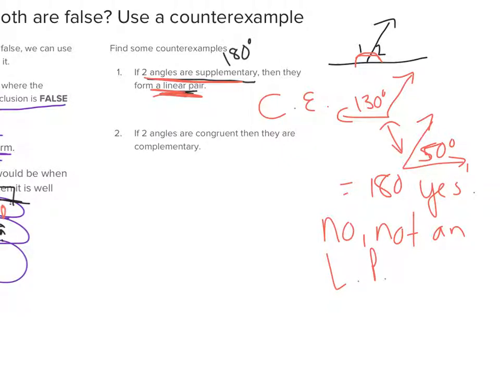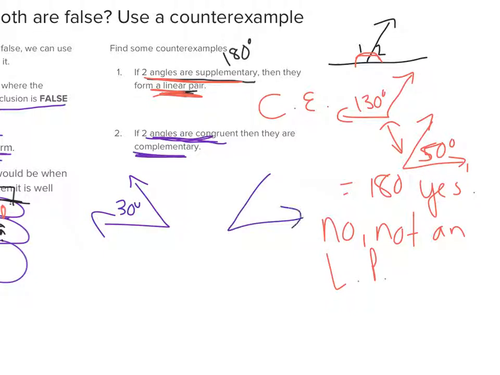For this one, if two angles are congruent, then they are complementary. Congruent just means has the same measure, right? So does that mean that they have to be complementary? Absolutely not. So if two angles are congruent, say I've got a 30-degree angle here and a 30-degree angle here. Are these two the same measure? Yes, they are congruent. They are not complementary. So this would be a counterexample right here.